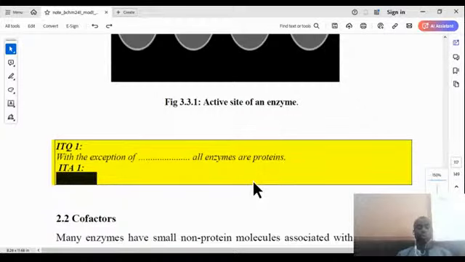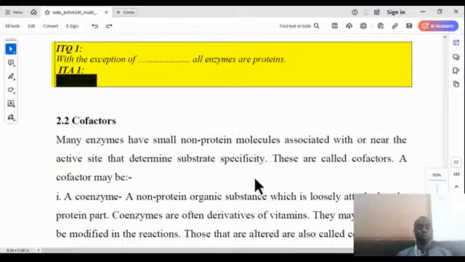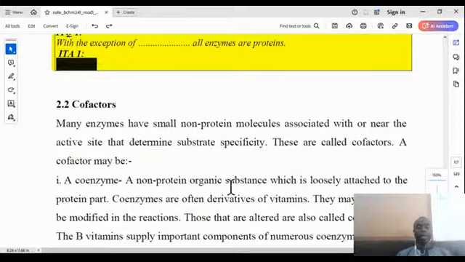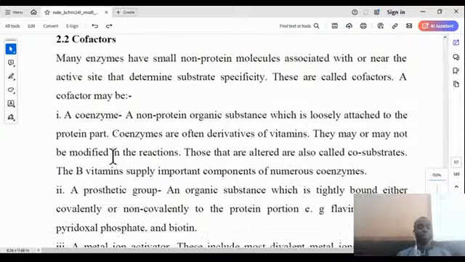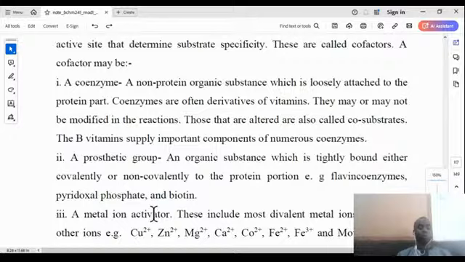So let's look at what we call cofactors. What are cofactors? We have many enzymes that have small non-protein molecules associated with or near the active site that determine the substrate specificity. They are called cofactors, and these cofactors can be either a coenzyme, a prosthetic group, or a metal ion activator. So a cofactor can be a coenzyme. And what is a coenzyme?